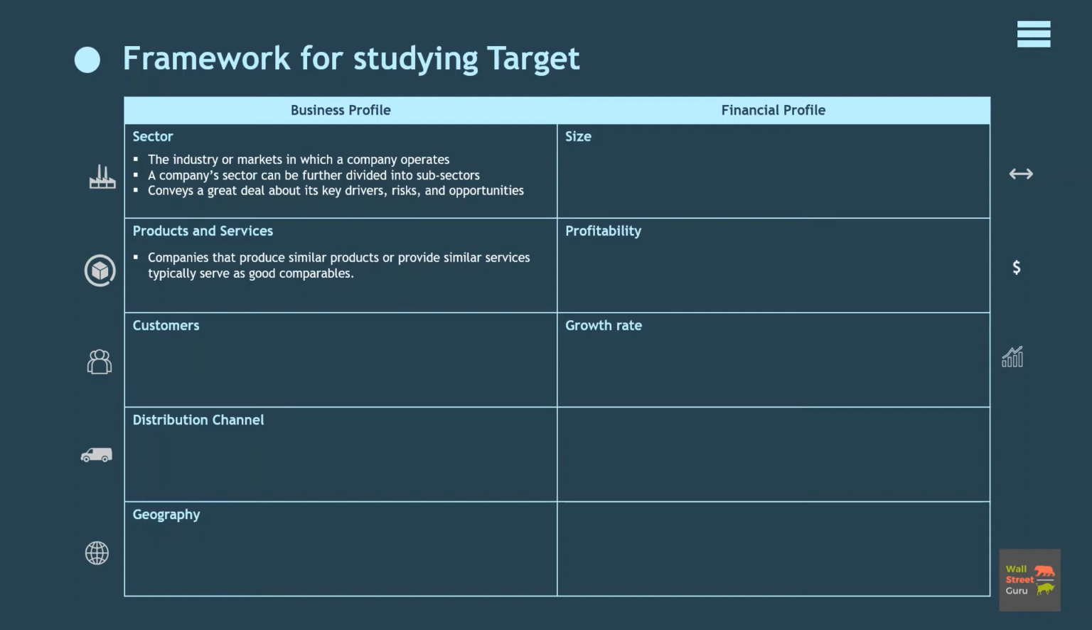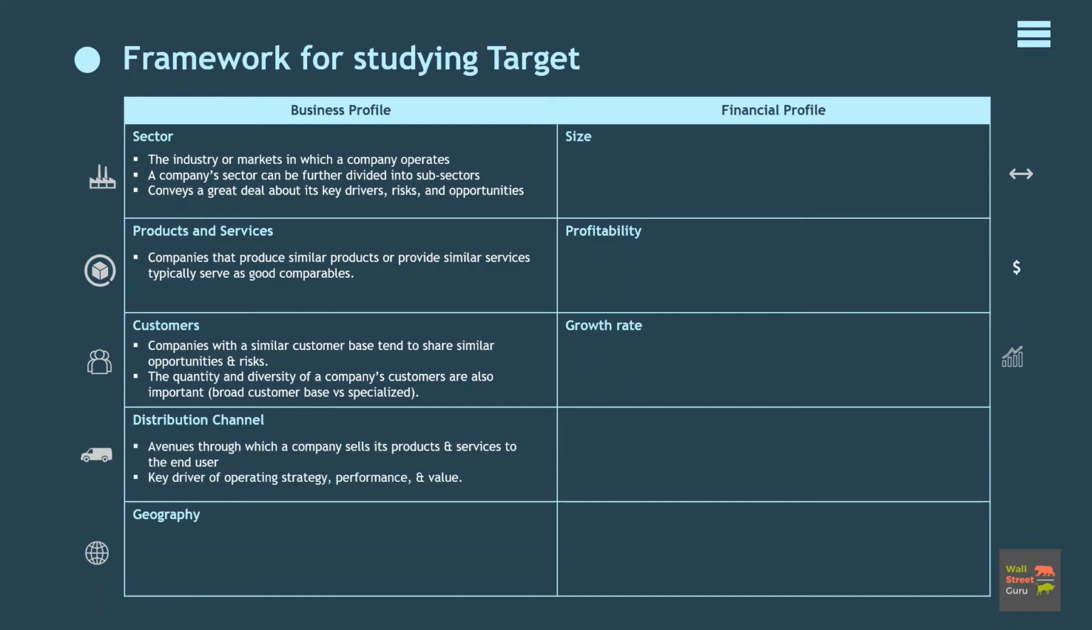Products and services. A company's products and services are at the core of its business model. Accordingly, companies that produce similar products or provide similar services typically serve as good comparables. Customers. A company's customers refer to the purchasers of its products and services. Companies with a similar customer base tend to share similar opportunities and risks. The quantity and diversity of a company's customers are also important. Some companies serve a broad customer base while others may target a specialized or niche market.